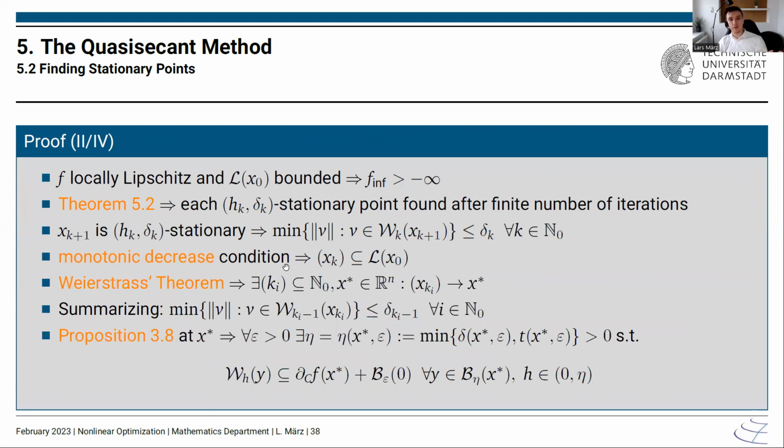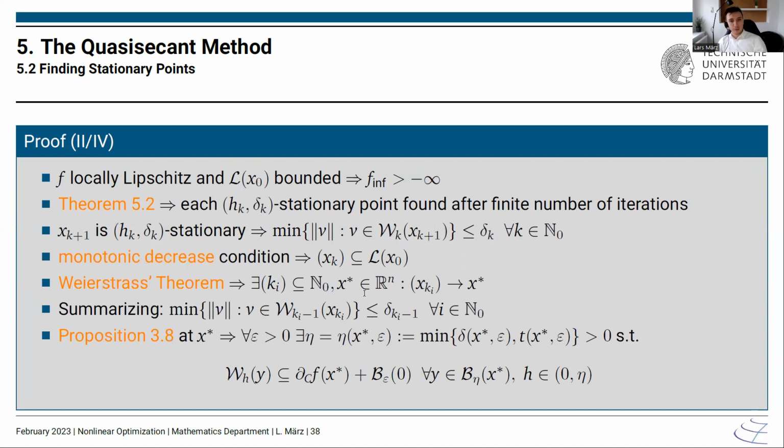So now we have a sequence of iterates in a bounded set. Now all your bells should be ringing, because that's the Weierstrass theorem, which is looking around the corner. So we find a subsequence of iterations such that its corresponding iterates converge to some limit point x star. Now summarizing this, just boiling down this inequality before to this subsequence, we get this inequality.